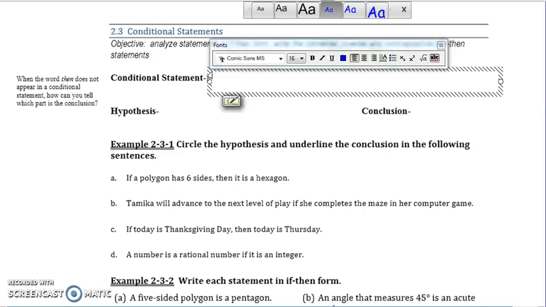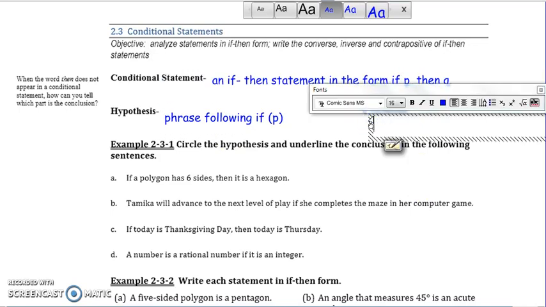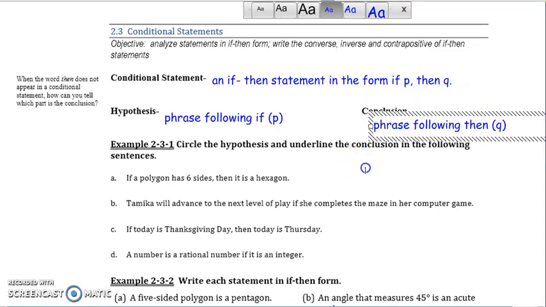So a lot of times parents make conditional statements. If you do this, then this is going to happen. So it's an if-then statement in the form if P, comma, then Q. So the hypothesis is the phrase following if, and that we call our P. The conclusion is the phrase following then, which is our Q. So if P, then Q.